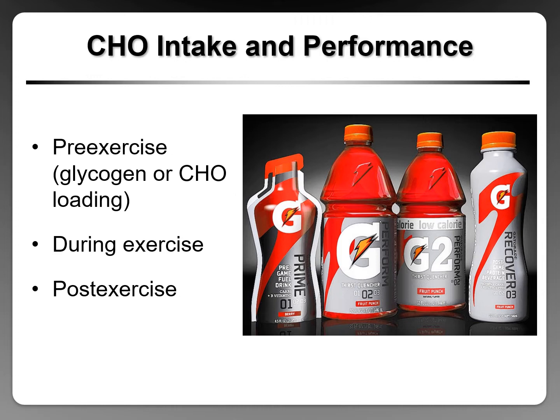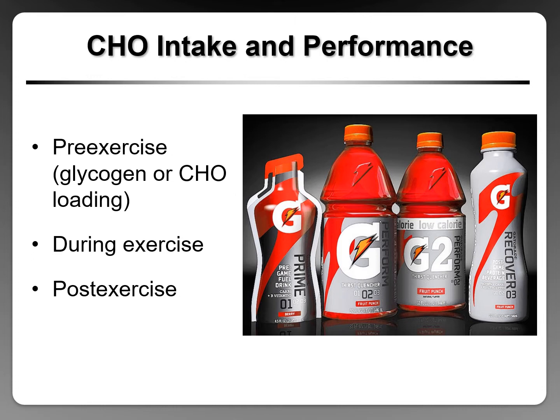During exercise, you're also going to want to take glucose in some form. A moderate to high glucose in a liquid or gel form, something easily digestible, is going to be extremely important. And then post-exercise, you want to take something for recovery so that you can build up that muscle glycogen and liver glycogen levels.